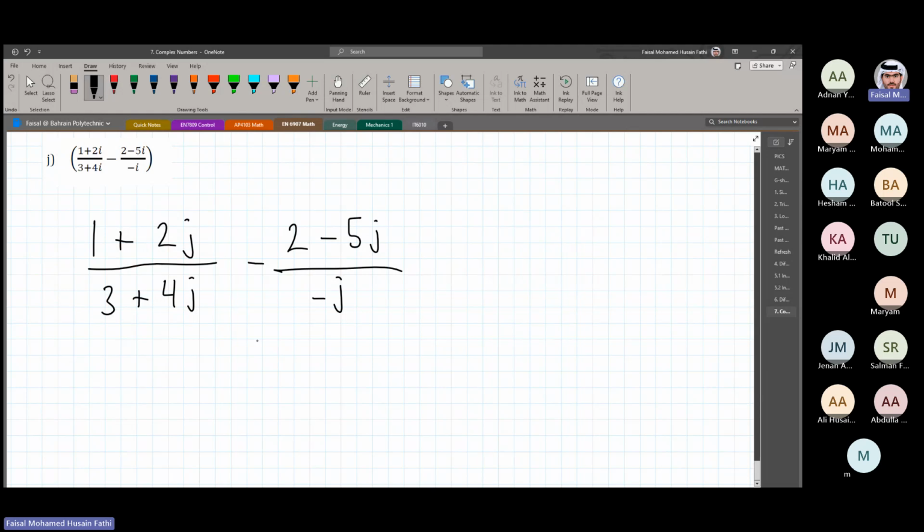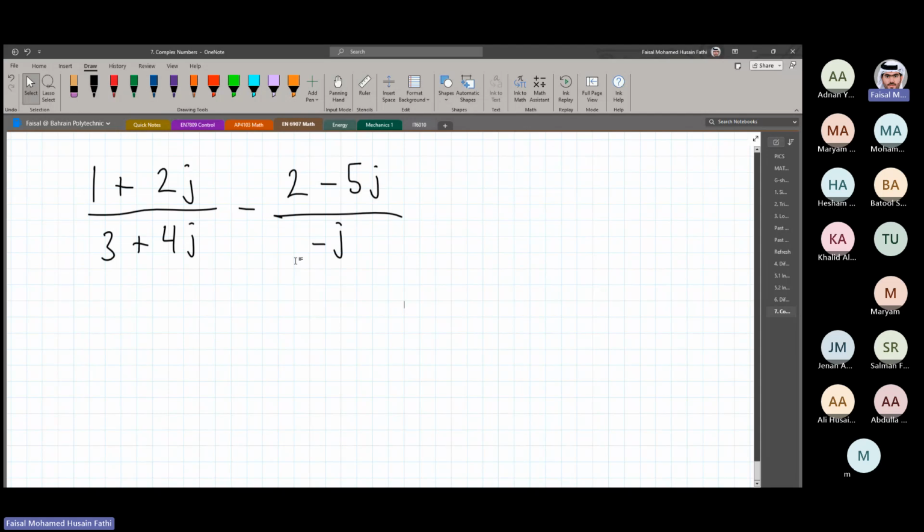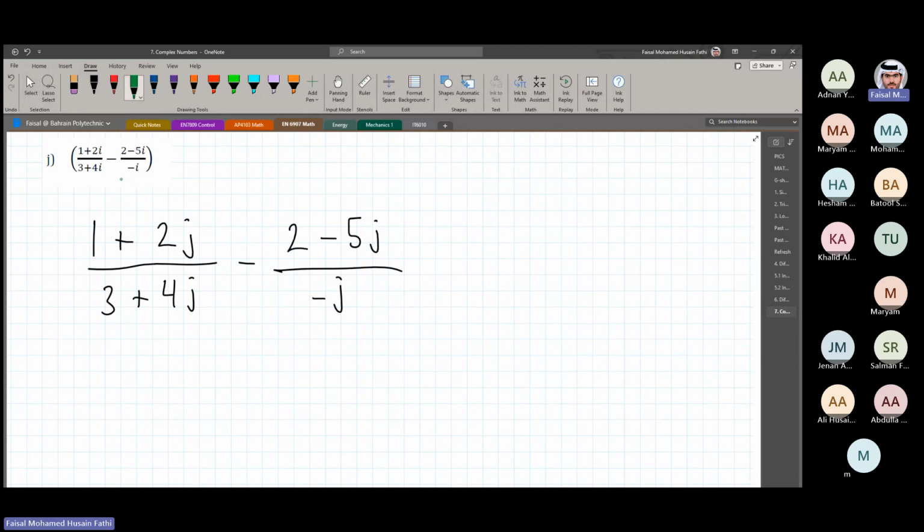First step into solving any question like this, we want to simplify it in a way that we can solve it easily. In this case, the first step is we want to get rid of the denominator. How do we get rid of the denominator? Multiply by the conjugate. Let's take it separately, I'll do this first and then I will do this one.